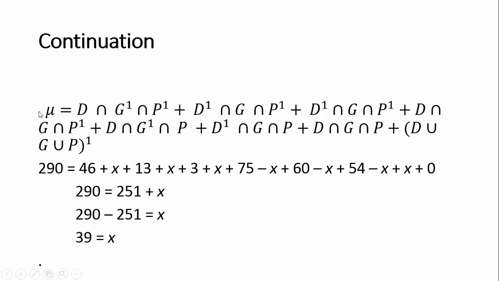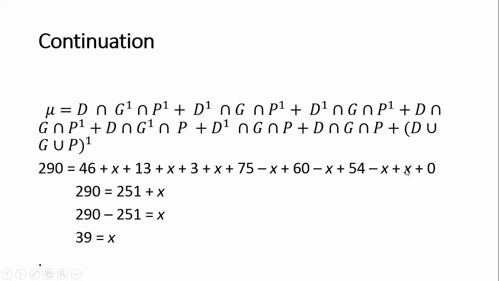The next question says, how many people read the three papers? That's x. So we begin to substitute. The universal set says 250. The Daily Times alone, we have it at 46 plus x. The Guardian alone, we have 13 plus x. The Punch alone, we have 3 plus x. People that read the Daily Times and the Guardian, 75 minus x. The Daily Times and the Punch, 60 minus x, the Punch and the Guardian, 54 minus x.